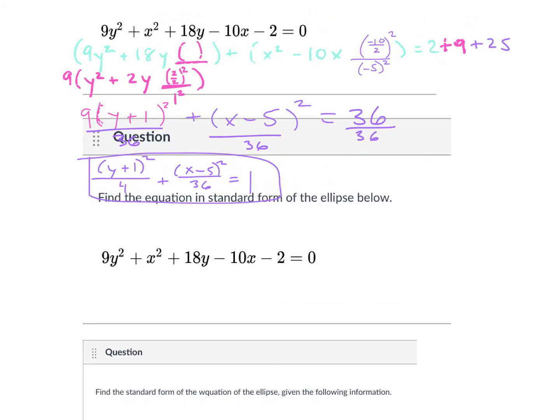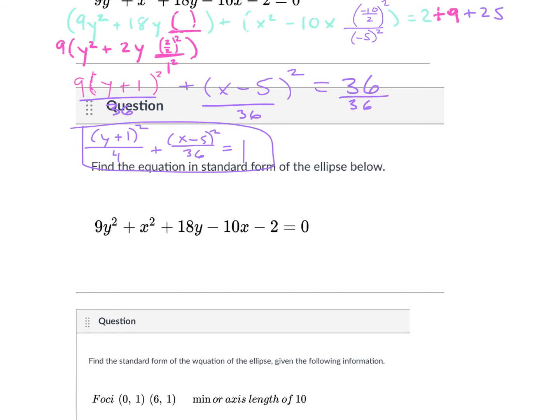So find the equation in standard form of the ellipse below. It is the same question. You're right. It's the same thing as the one above.